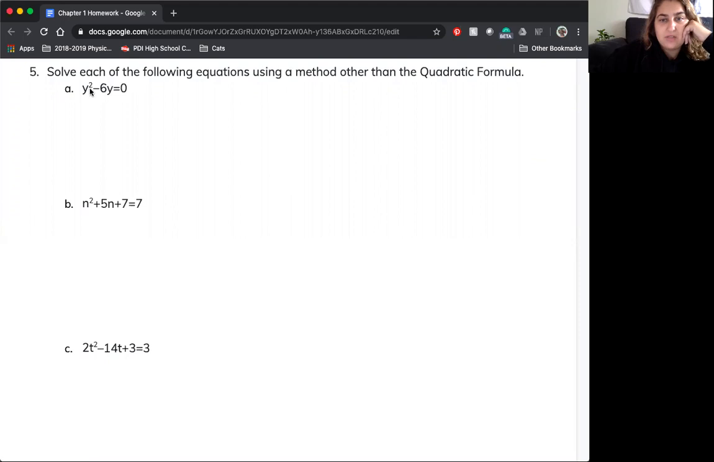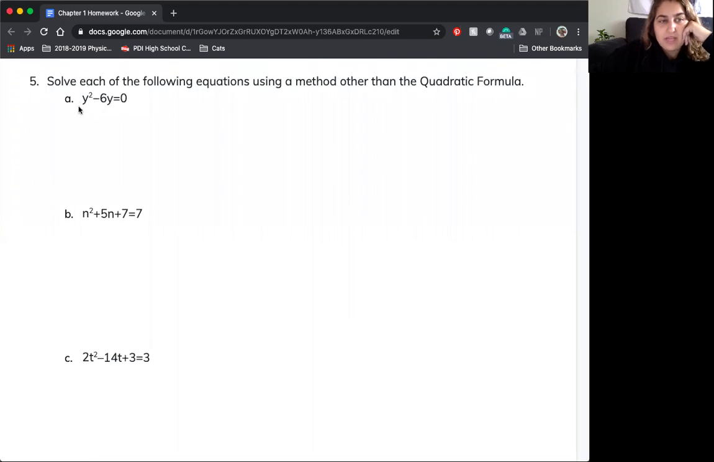And I think it's really important that we recognize that this first term has two y's, right? Y squared, so that's y times y. And then this second term also has a y. So they both have y's, so they both have something in common. And what we know is that when they both have something in common, we can take that something out. So now I'm going to change this so it looks like y times y minus 6 equals 0.